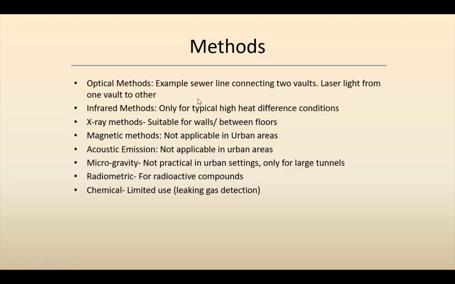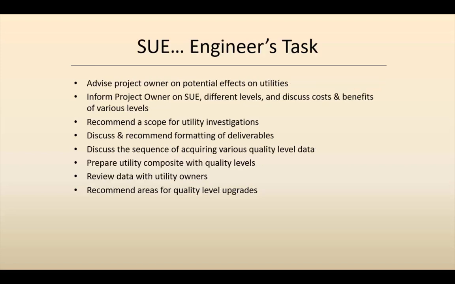There are optical methods for sewer line correcting two walls, laser light from one wall to the other; infrared methods only for typical high heat difference conditions; X-ray methods suitable for walls between floors; magnetic methods generally not applicable in urban areas; acoustic emission, same problem; microgravity not practical in urban settings; radiometric for radioactive compounds; chemical methods of limited use, like leaked gas detection, etc. So there are a number of methods, but which method is most appropriate for a particular project has to be left to the specialist.